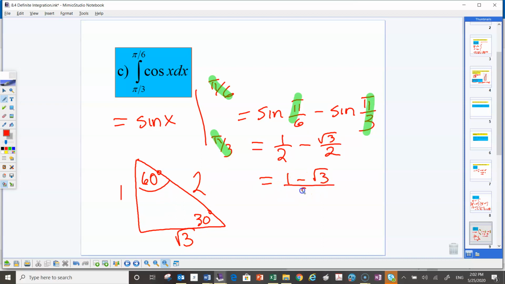And then we could just combine those over one denominator, and that would be your final answer. That would be the exact form. Some textbooks might convert that to a decimal, but we can leave it in the exact form.